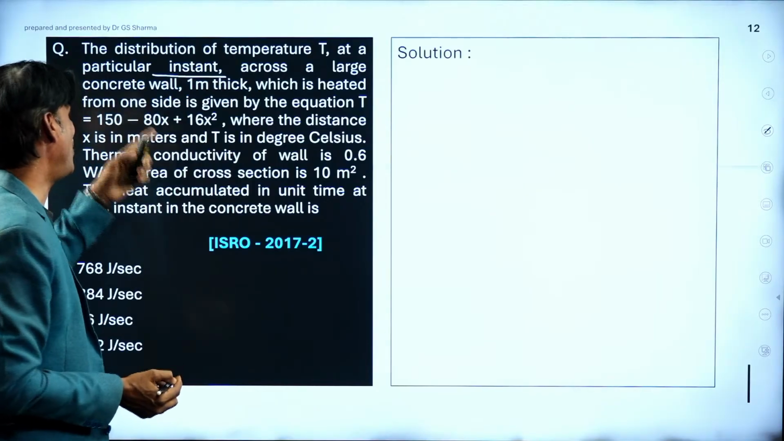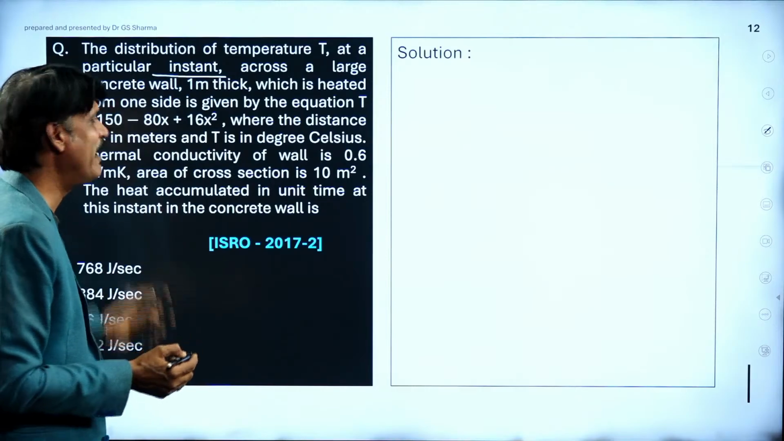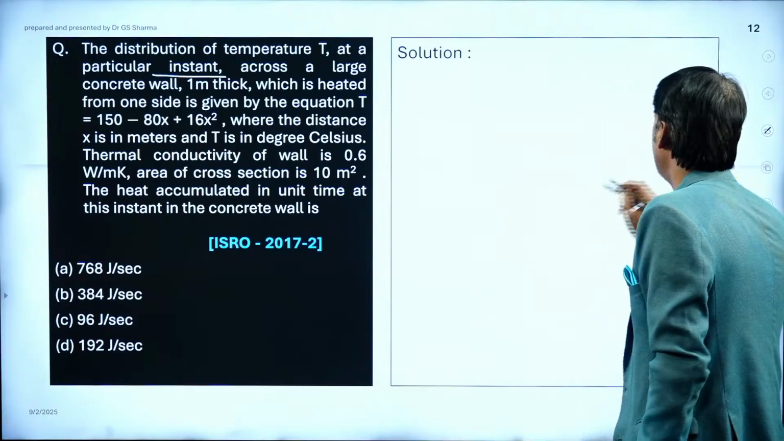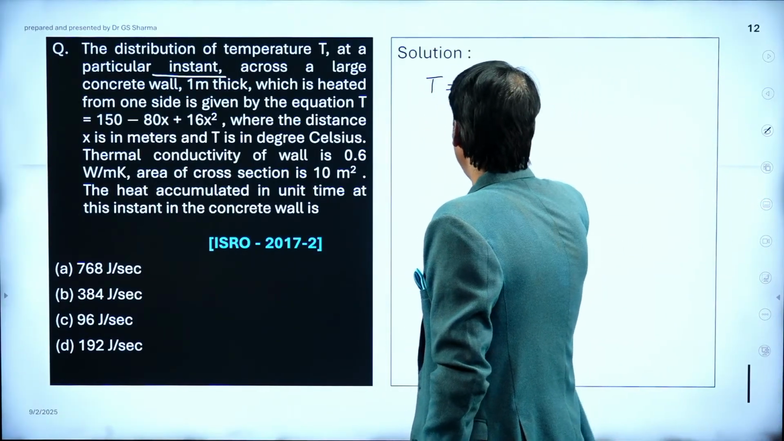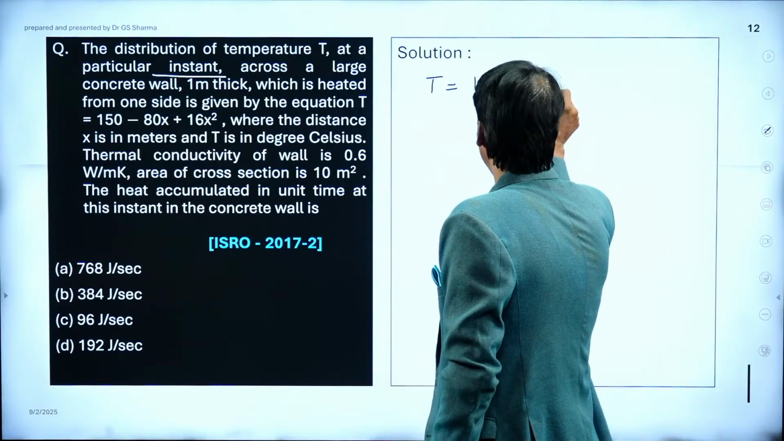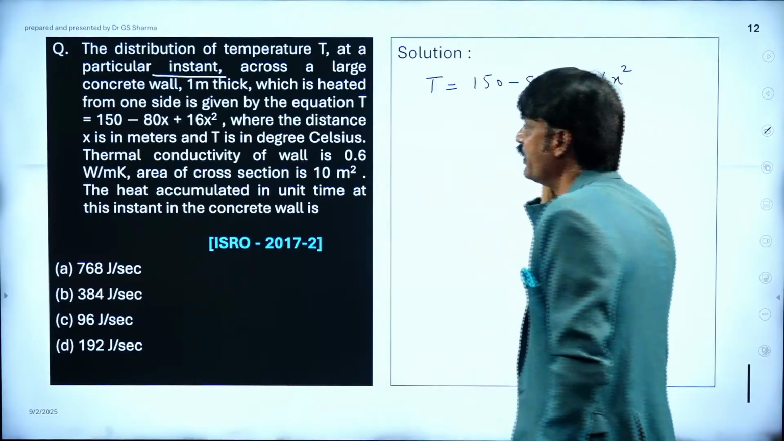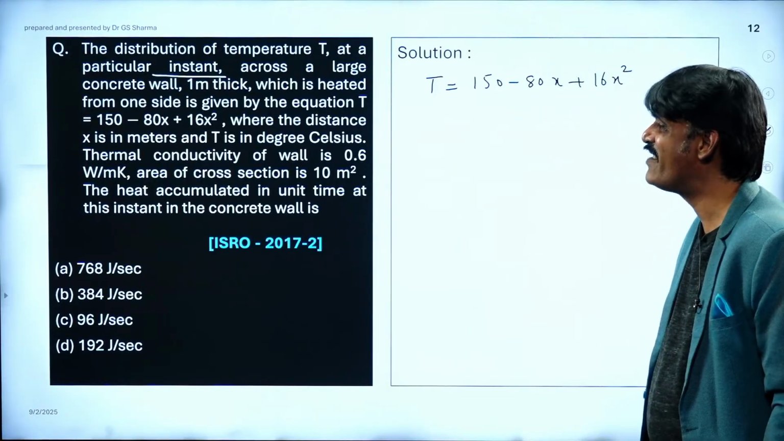Across a large concrete wall 1 meter thick, which is heated from one side, is given by an equation. He has given a variation of temperature. So temperature is varying as 150 minus 80x plus 16x square. Where distance x is in meters and t is in degrees centigrade.